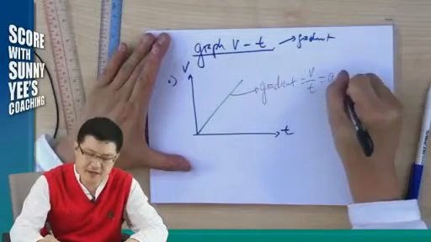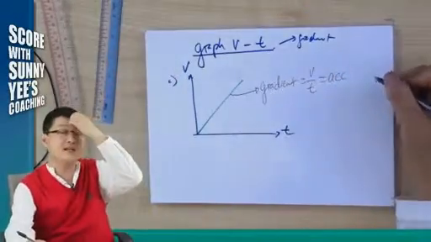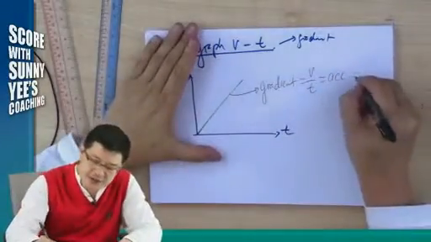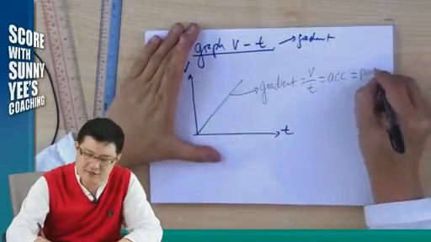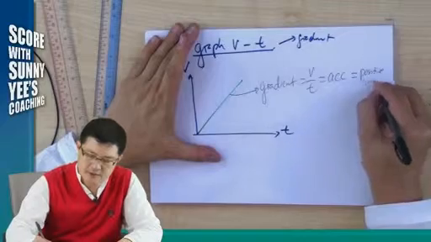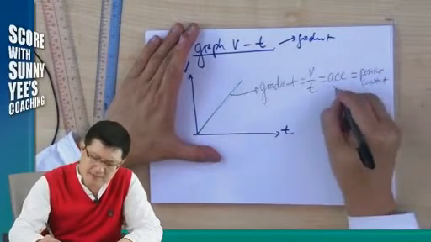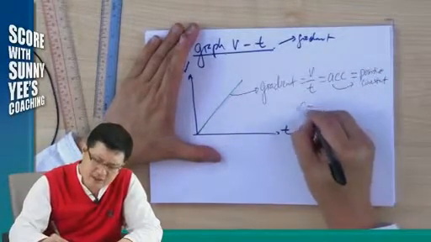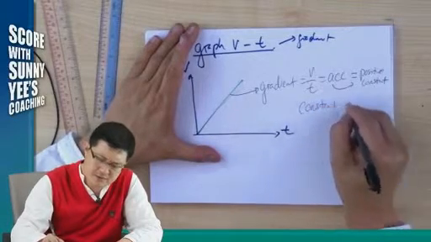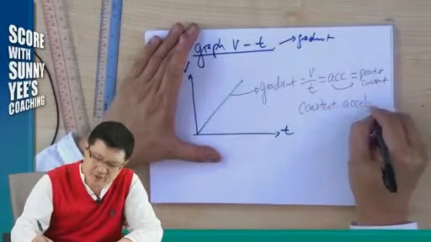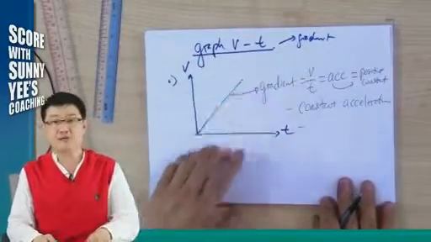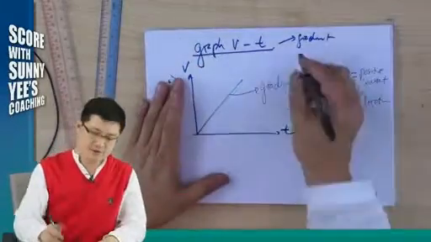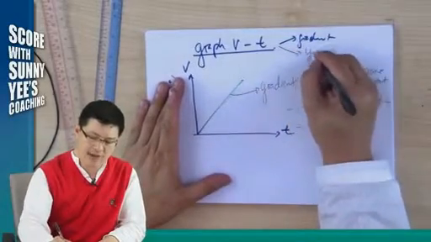Velocity divided by time is called the acceleration. And the acceleration here is a positive constant. When this is a positive constant, it shows that it is constant acceleration. Alright? Constant acceleration.